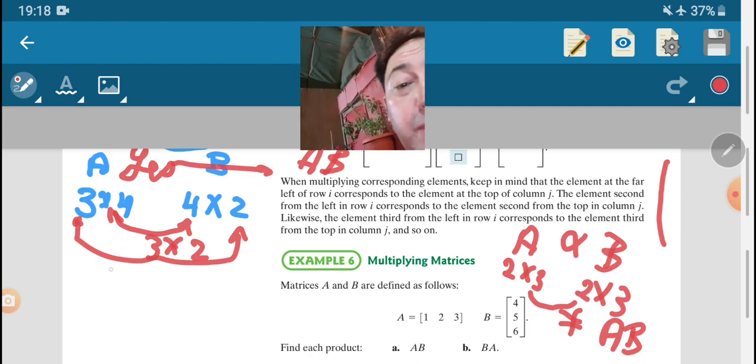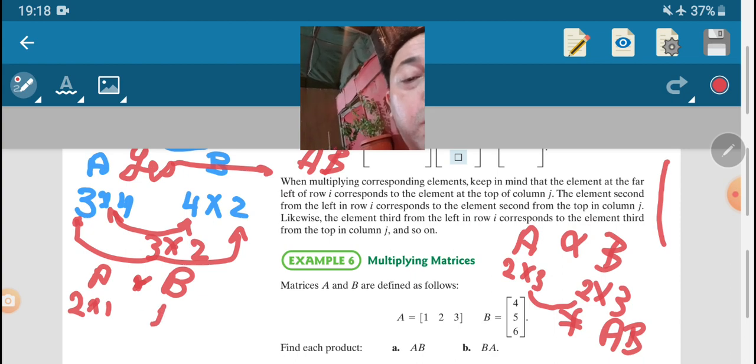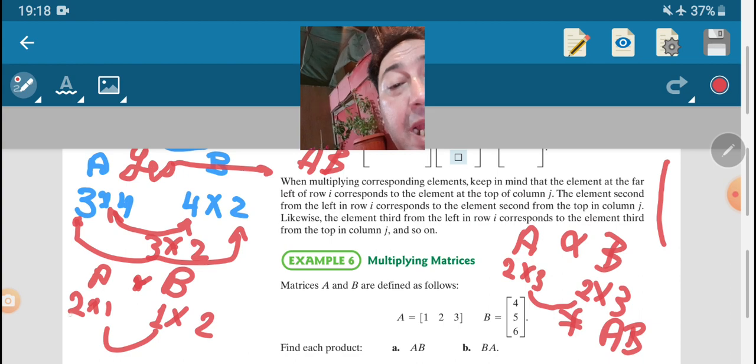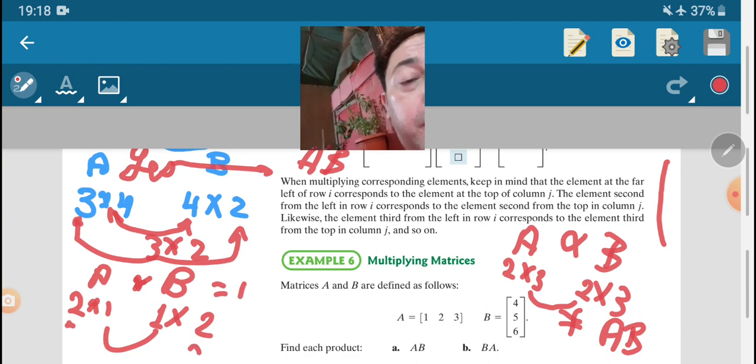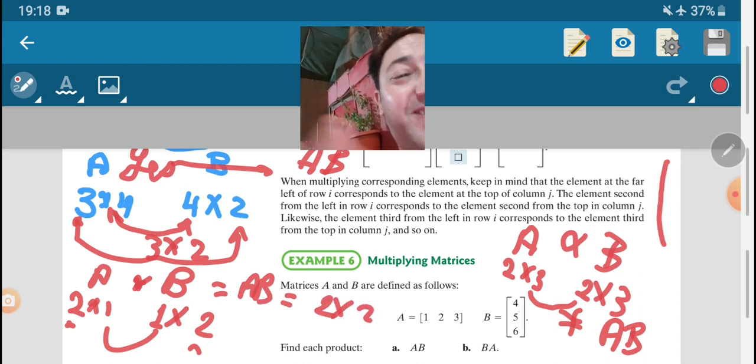Understand? Can you multiply A into B? The first matrix contains 2 rows and 1 column, but the second matrix contains 1 row and 2 columns. Can you multiply them? Yes, mister. You see, these two numbers are the same. And we can obtain a matrix after product AB, which contains 2 rows and 2 columns.